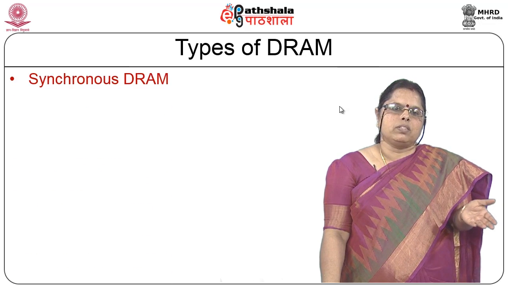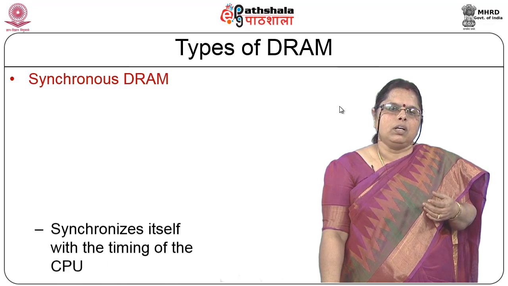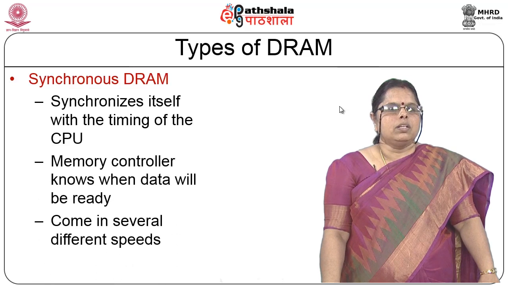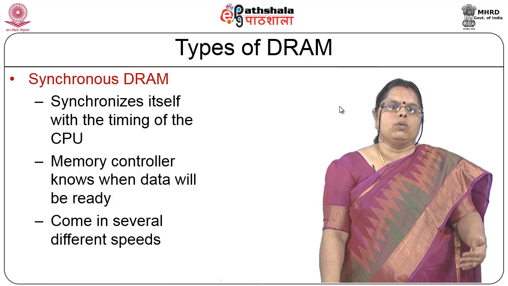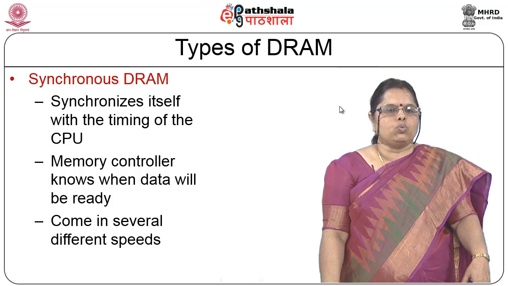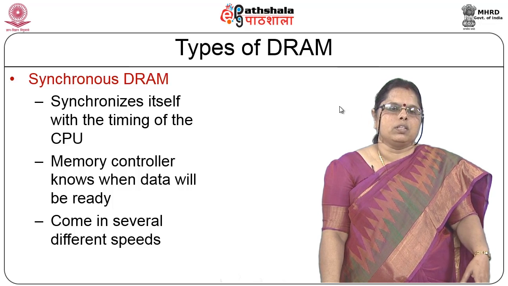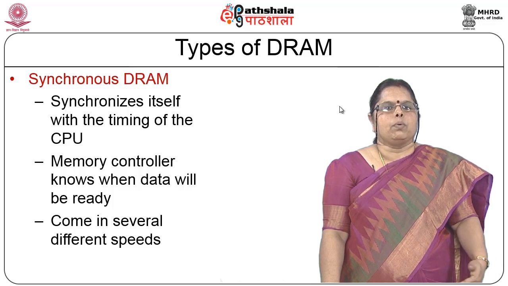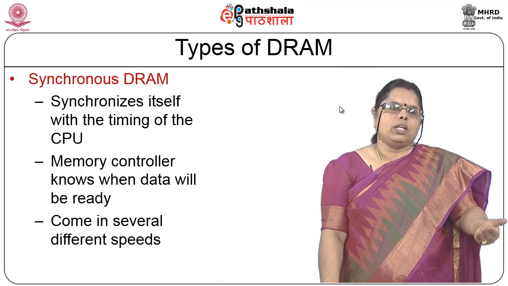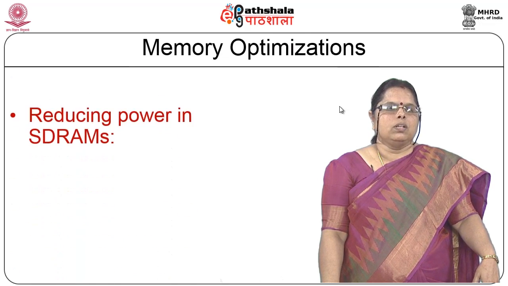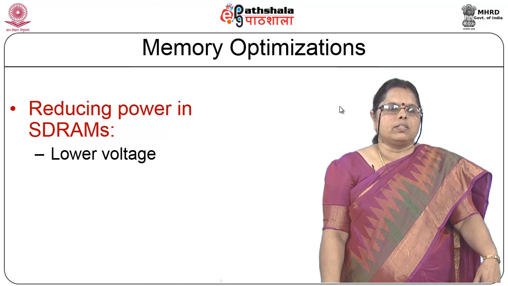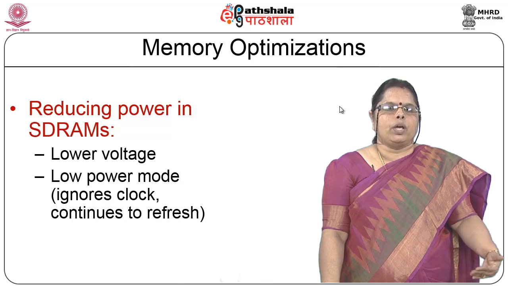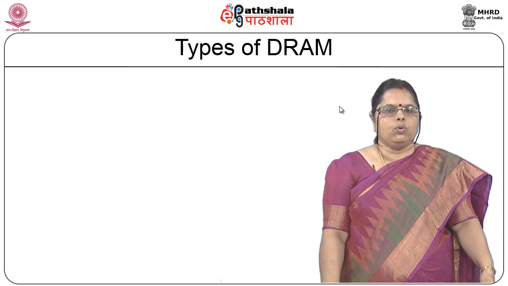Based on the optimizations suggested here, you have different types of DRAMs available. One is the synchronous DRAM. The synchronous DRAM synchronizes itself with the timing of the CPU, so the memory controller knows when data will be ready and CPU cycles are not wasted. It also comes in several different speeds depending upon the clock frequency of the processor, so that it can synchronize with different processors. Power in SDRAMs can be reduced by going in for a lower voltage or lower power mode, where you ignore the clock and continue to refresh.